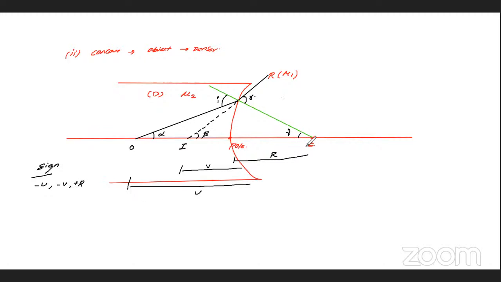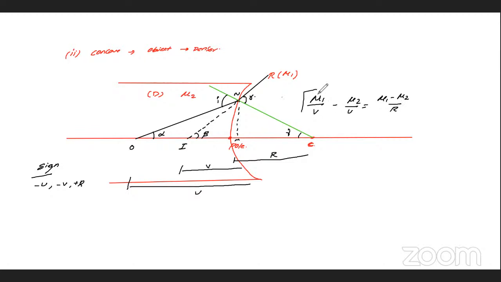I'll take this as the endpoint, and the perpendicular point I'll take as M. NM is common to all the angles. In this case, the light ray is passing from the denser towards the rarer, so I'll give the formula, same as in the convex case. The relation is mu1 by v minus mu2 by u is equal to mu1 minus mu2 by r.